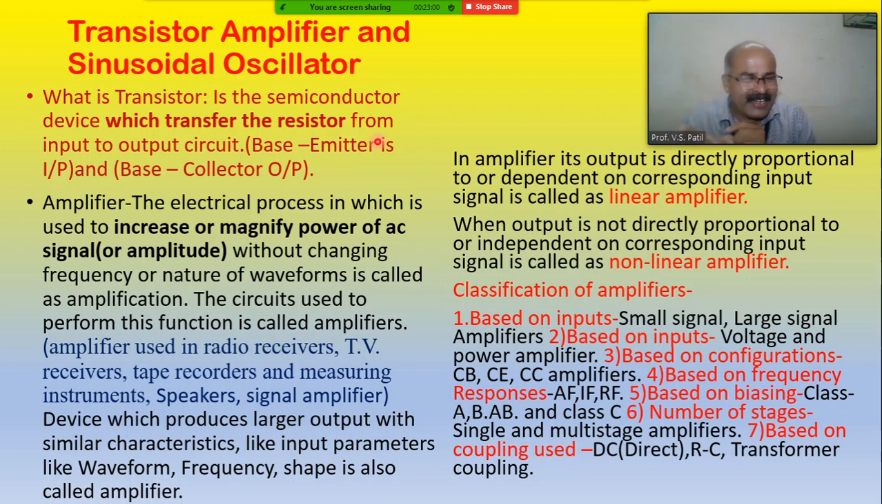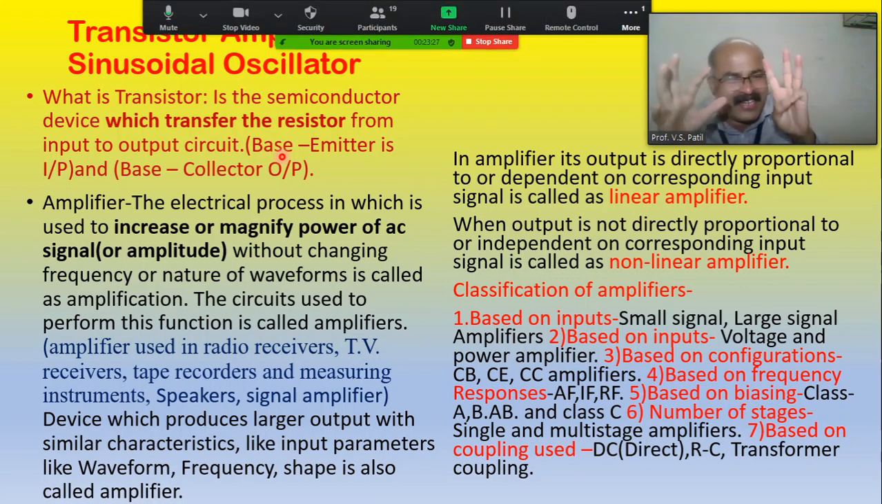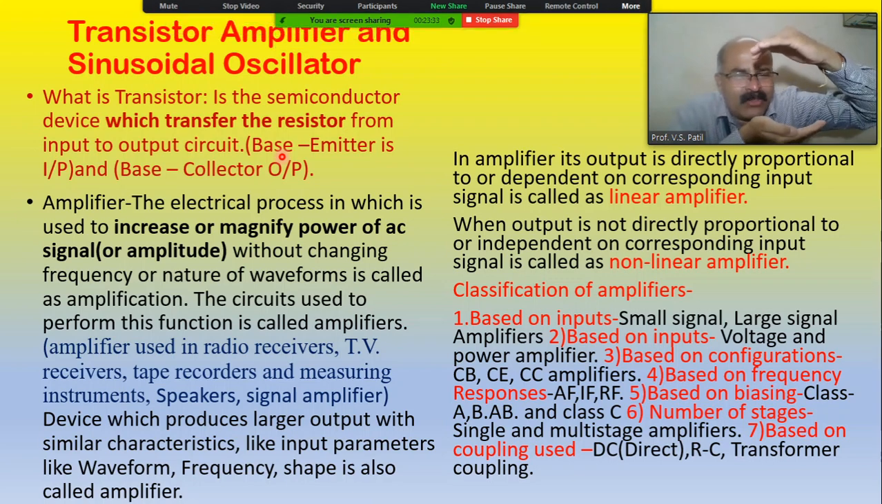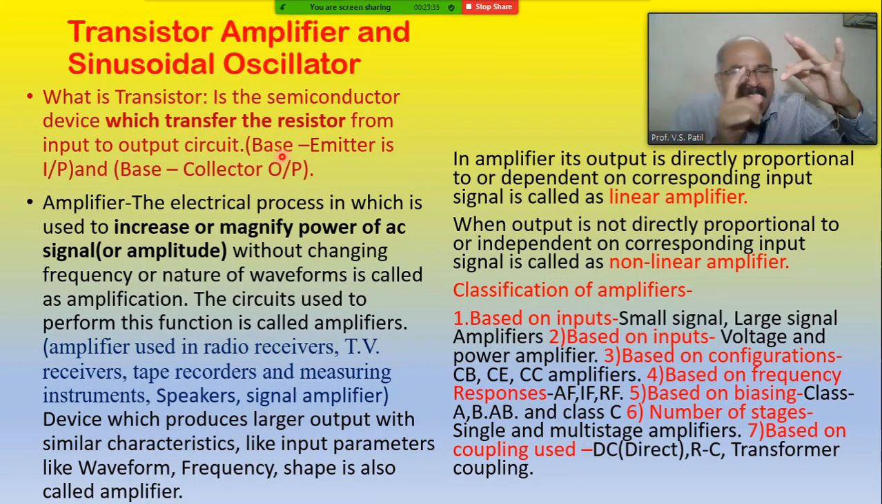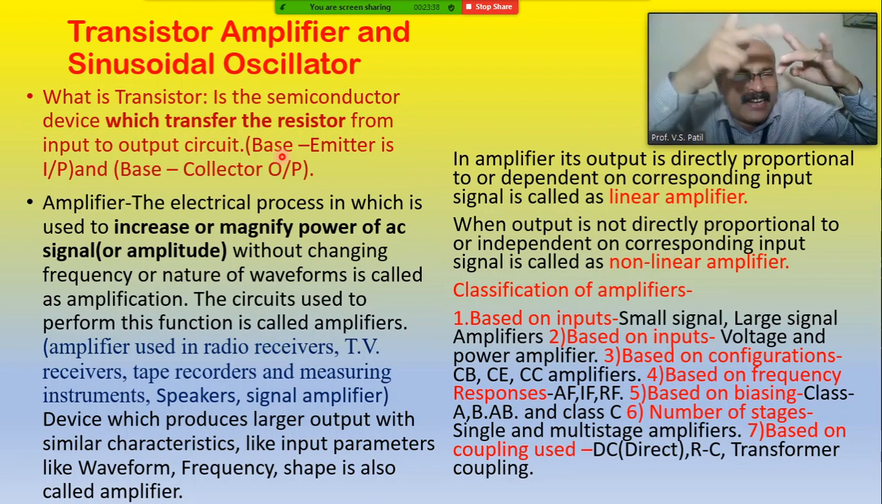And here I will say clearly that the transistor can transfer the resistance from input circuit to output circuit. Input means the base to emitter. We know that there are three terminals in the transistor: emitter, base, collector. The base is sandwiched, Sandwich असतं. Sandwich माहिती आहे ना, दोन ब्रेड मध्ये sandwich करतो. That is, the base is sandwiched in between the emitter and collector.